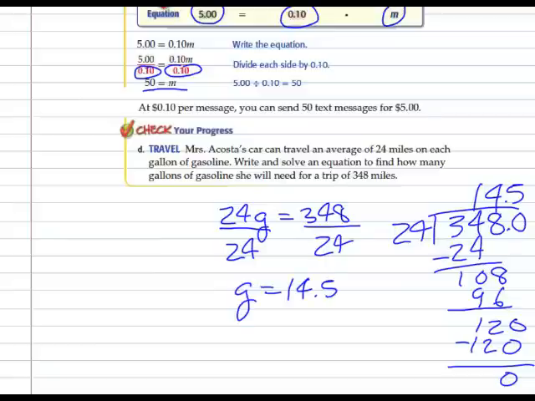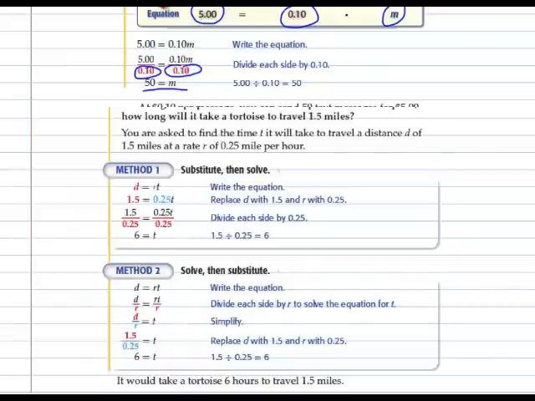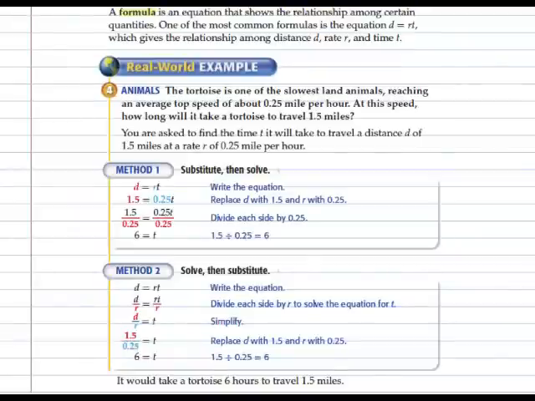The solution to my equation is G equals 14.5, which means that Mrs. Acosta will take 14.5 gallons of gas to drive 348 miles at 24 miles per gallon.